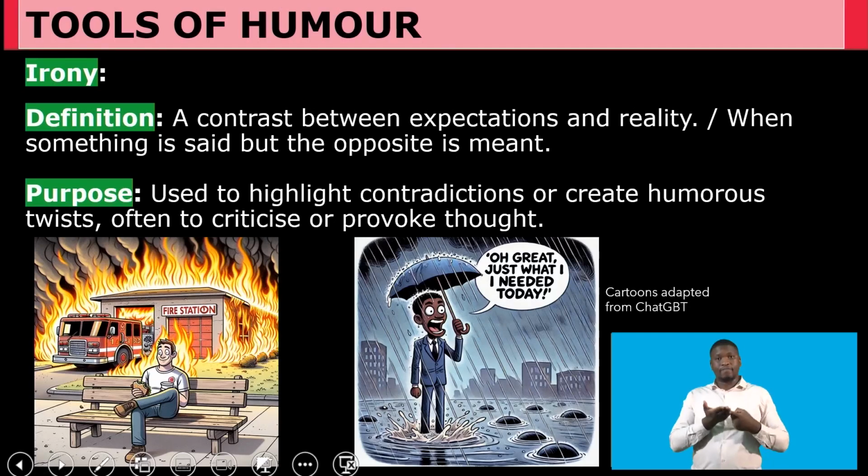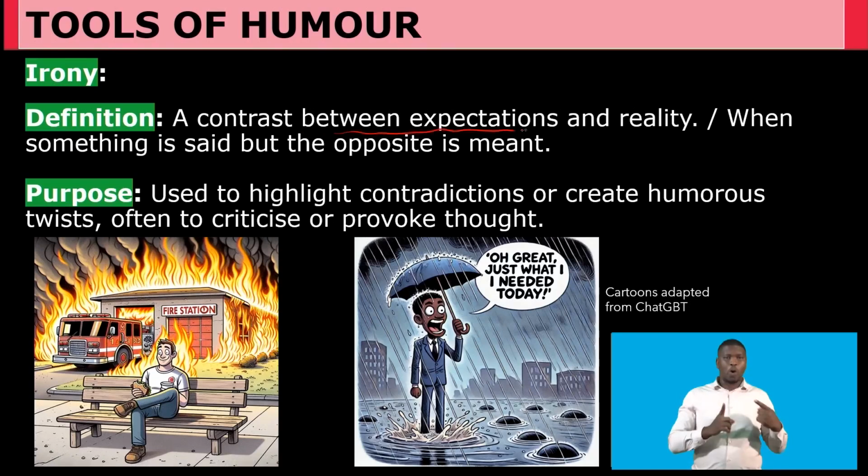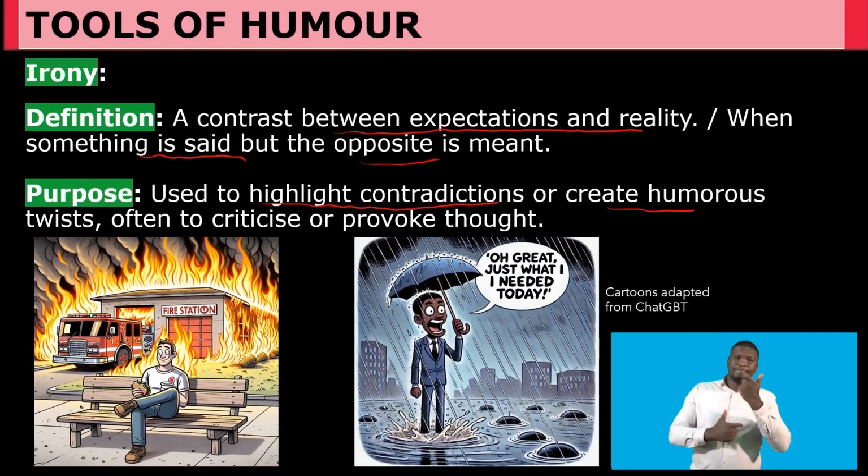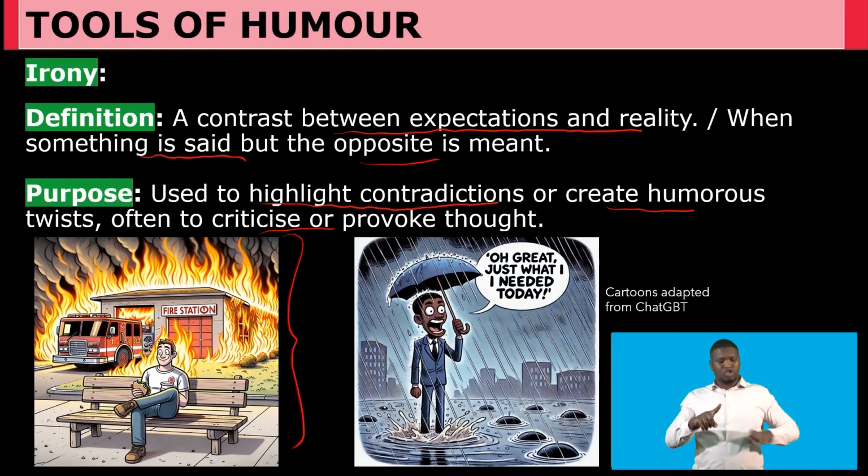The first aspect we'll look at is irony. Irony is a contrast between expectation and reality, or when something is said but the opposite is meant. The purpose is to highlight contradictions or create humorous twists, often to criticize or provoke thought. So our first example over here is an example of situational irony. You can see that this building is on fire, and ironically, it is the fire station that is on fire.